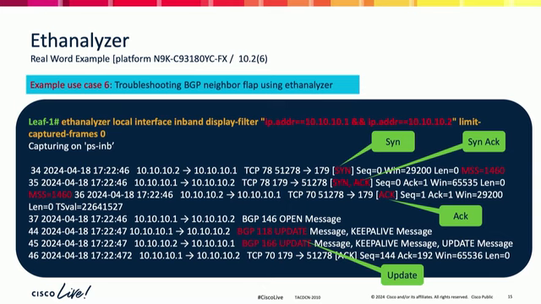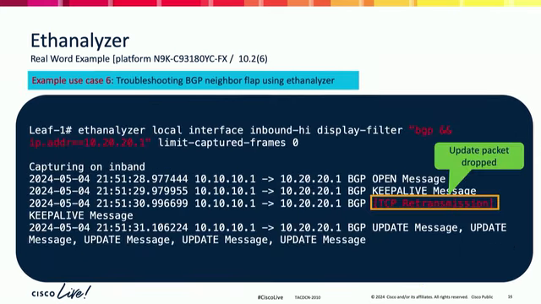In this case, we are using Ethanalyzer to troubleshoot routing protocol adjacency between Nexus and the adjacent device. I'm running an Ethanalyzer with the filter BGP source IP and the BGP peer IP. What we see in this case is SYN, SYN-ACK, ACK exchange, and finally we see BGP update packet exchange. This is a good working example. Now let me show you a non-working example.